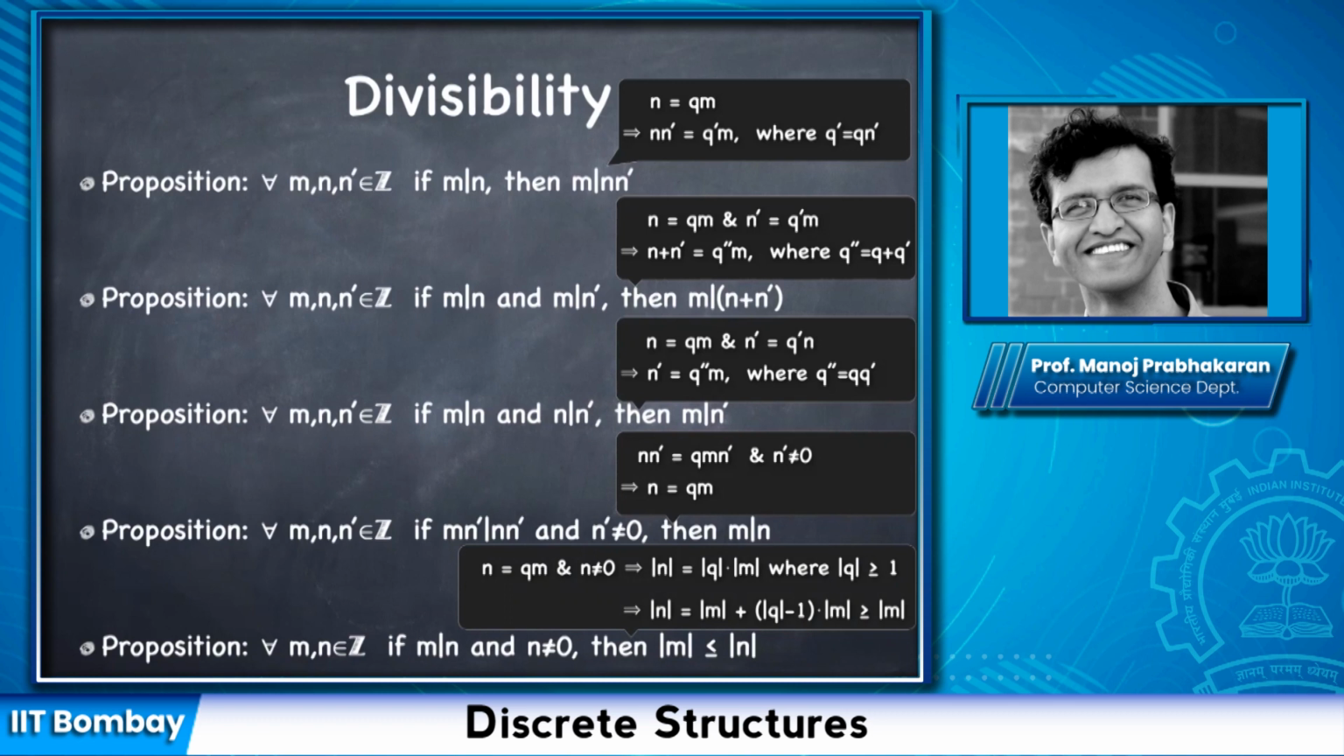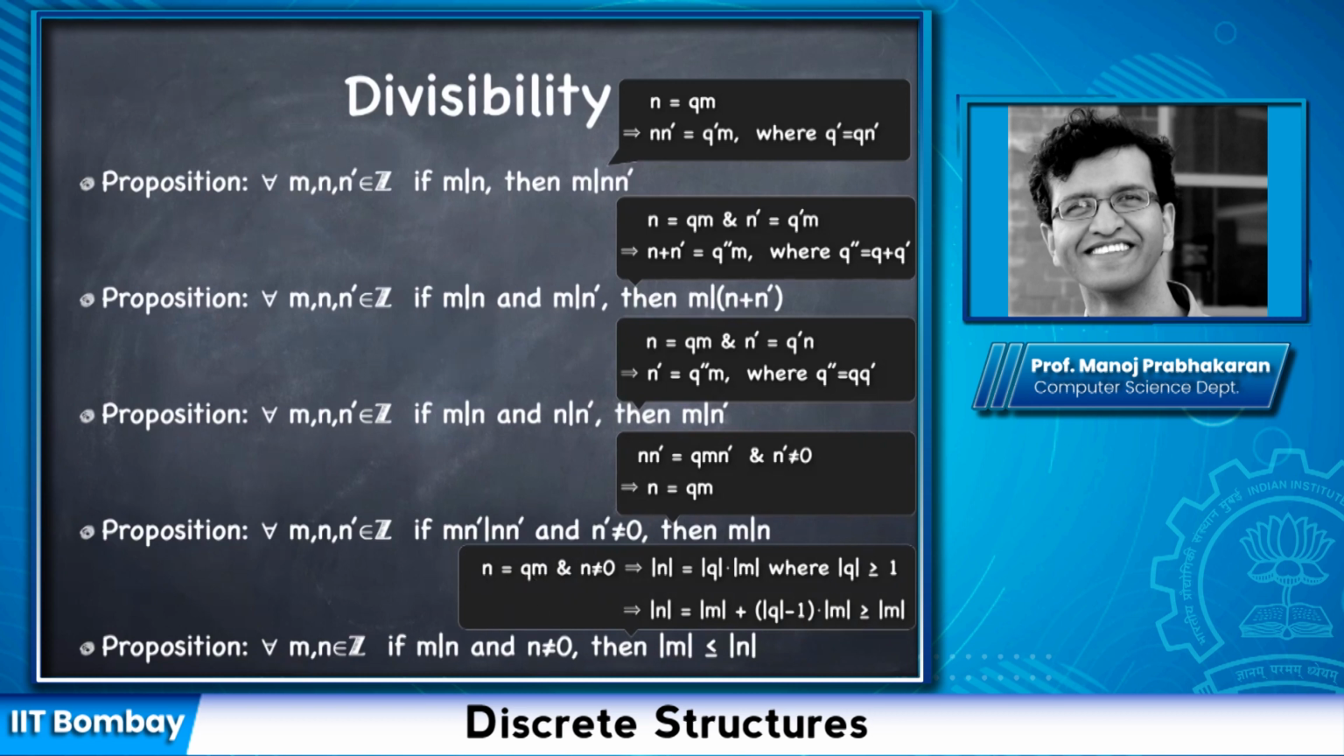The last one, if you remember, we saw in our example, all the divisors of 12 were in the range plus minus 12. So that's what this is going to prove: that a number m that divides n has absolute value less than or equal to the absolute value of n. So why is that? Suppose m divides n, so n is equal to qm.